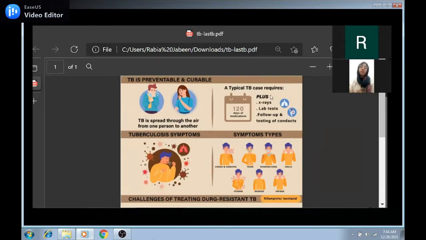Now, how is it spread? It spreads through the air, goes into the pulmonary alveoli, invades alveolar macrophages and causes infection over there. And it can also enter into the bloodstream and cause infection in other parts of the body like the brain, bone, kidney, and peripheral lymph nodes, etc.